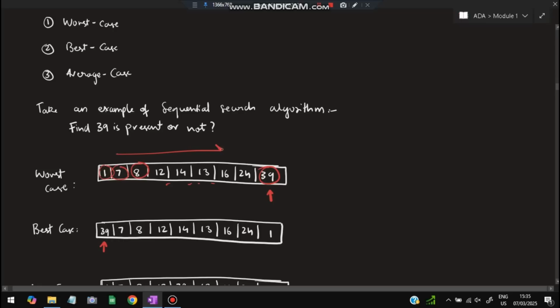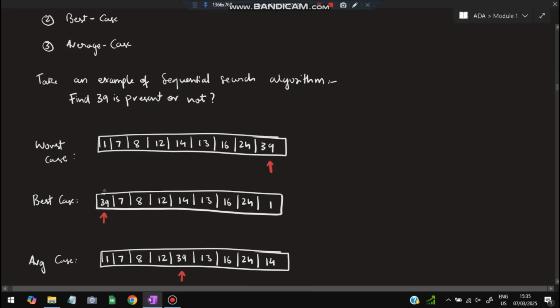The way in which we are doing this is called a sequential search, because sequentially we are checking each number. Okay, so worst case, best case, and average case will be how in this scenario. In this scenario we have to find out 39. If 39 is present at the end, in that case it will be the worst case.